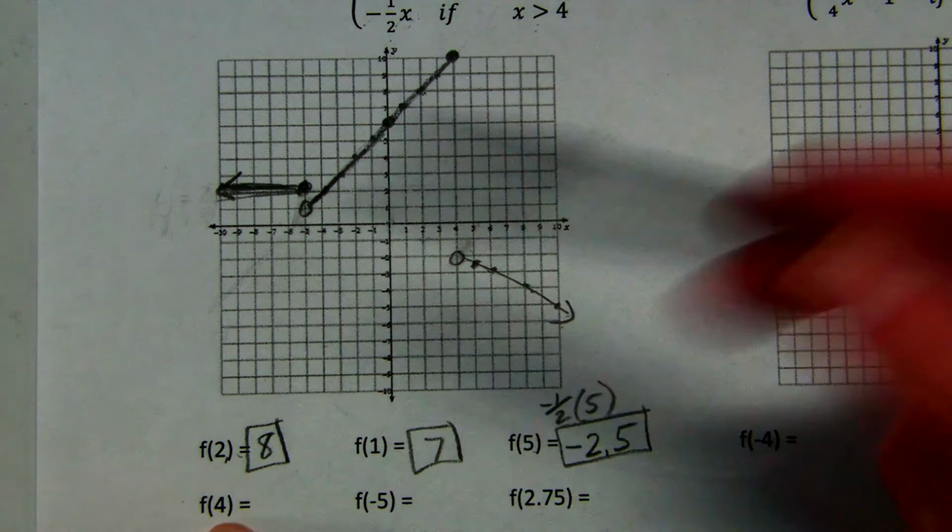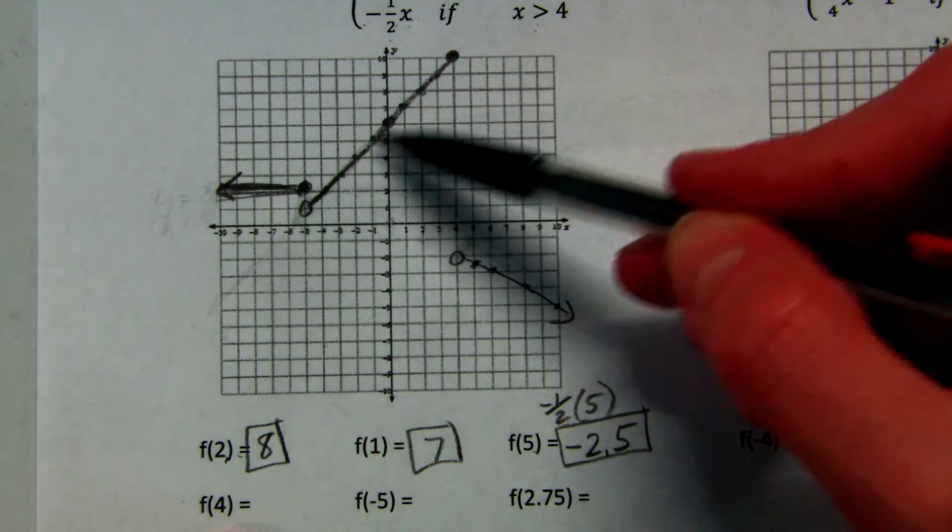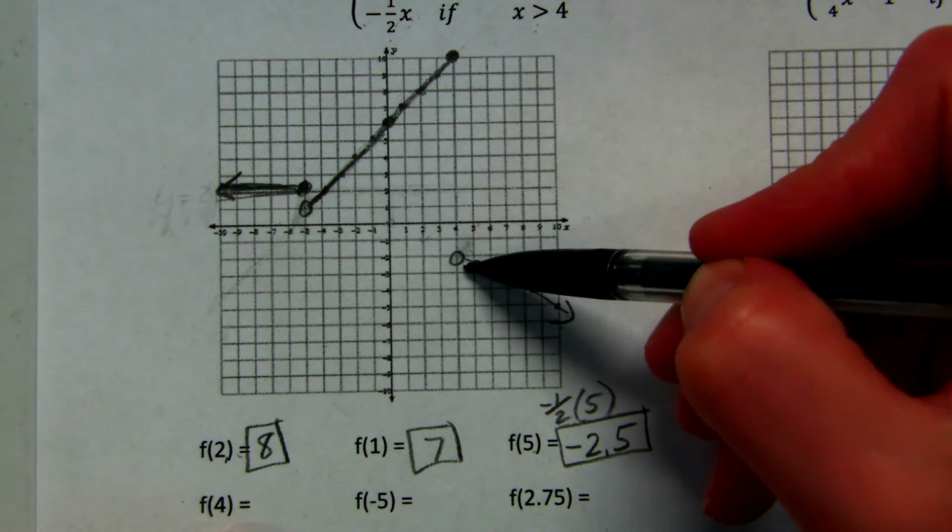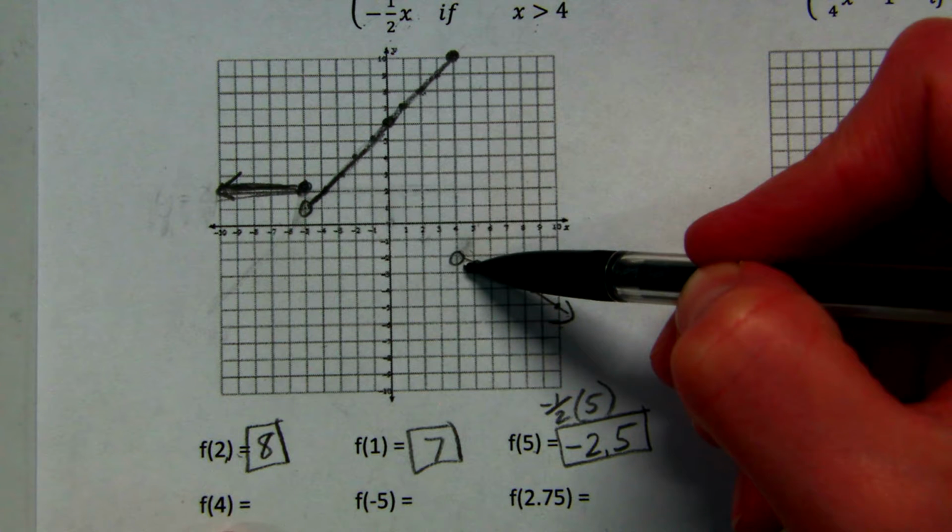So f of 4 is interesting because we end this bar at 4, and we start this one at 4, but only one of them counts. Which one counts?